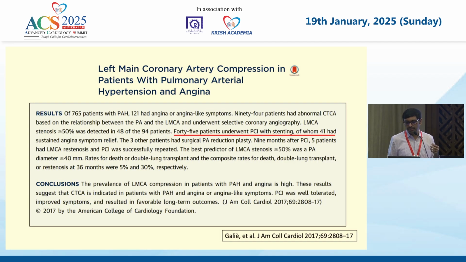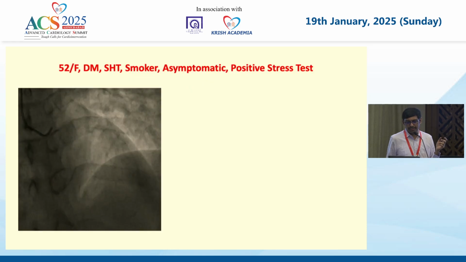In this study, about 94 patients had abnormal CT angiogram, where they found the last two patterns, and they underwent invasive evaluation. More than 50% diameter stenosis was observed in about 48 patients, and 45 patients underwent a PCI, and 41 had sustained angina relief. So it is not a very uncommon scenario when you deal with patients with Eisenmenger syndrome with grossly dilated pulmonary arteries. The one significant finding is that most of the compression occurred when the diameter of your common pulmonary artery is more than 40 millimeters.